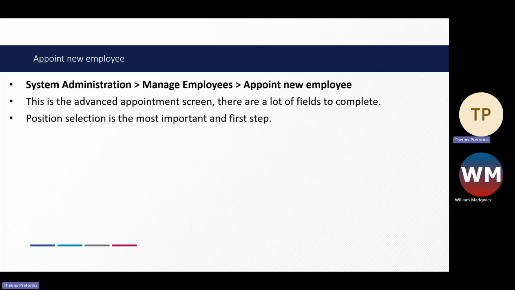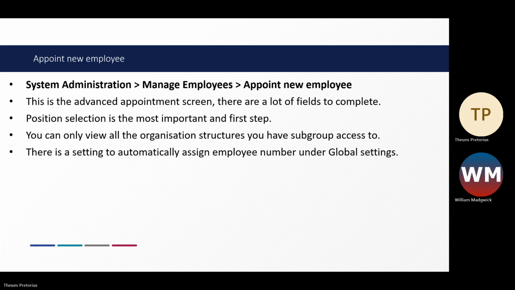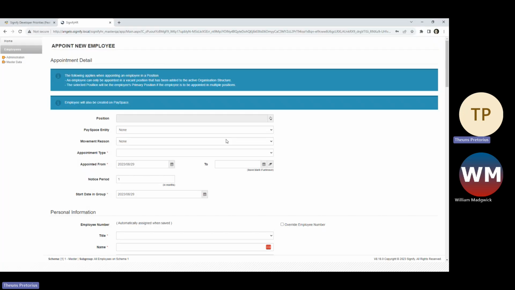Position selection is the most important and first step. You can only view organization structures if you have subgroup access. There is a setting to automatically assign. I think we use this. We spoke about this in one of the previous sessions. So you can automatically assign an employee number. You remember that? Okay. So you can choose the sequence where it starts, what the prefix is.